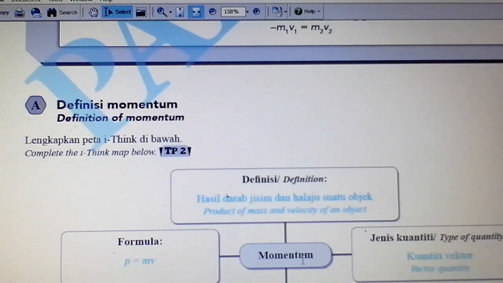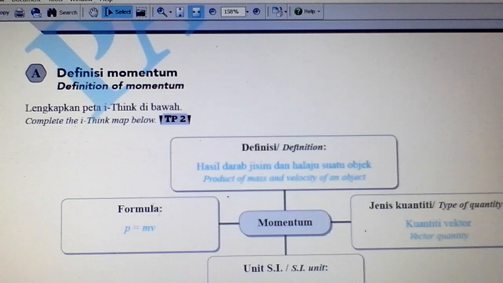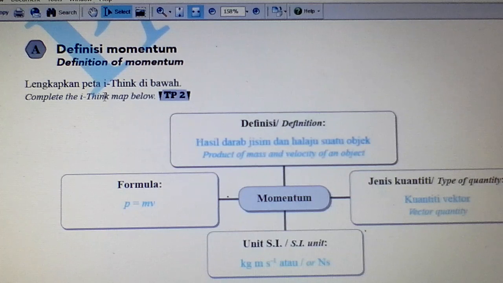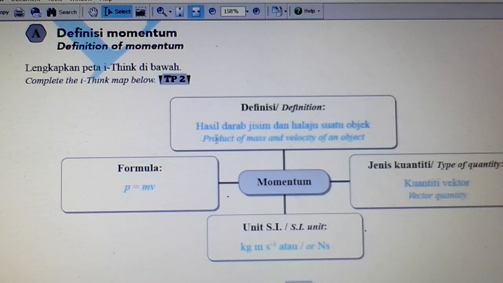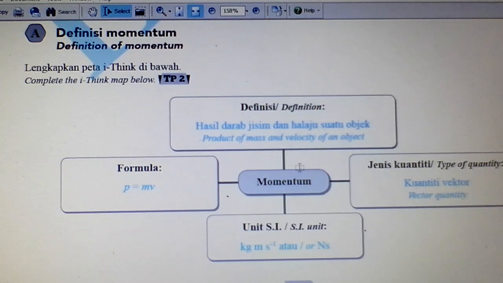Okay, now let's look at definition. Complete the I-think map below. You can try to complete it by yourself. So what is the definition of momentum? It's the product of mass and velocity of an object. The formula, just write the symbol P equals mv. The SI unit is kg meter second negative 1 or Newton second. The type of quantity is vector quantity. So this one you can complete by yourself.